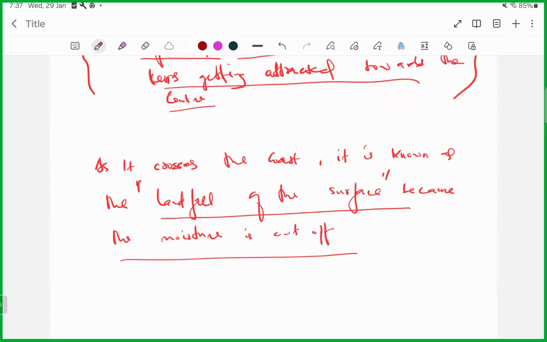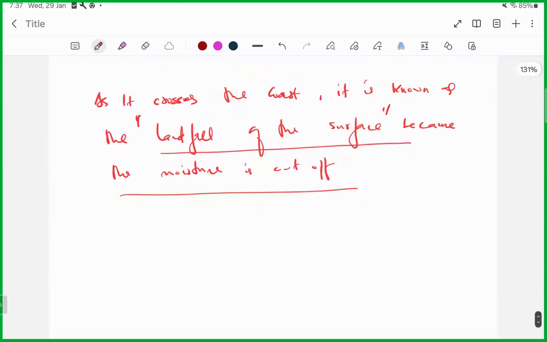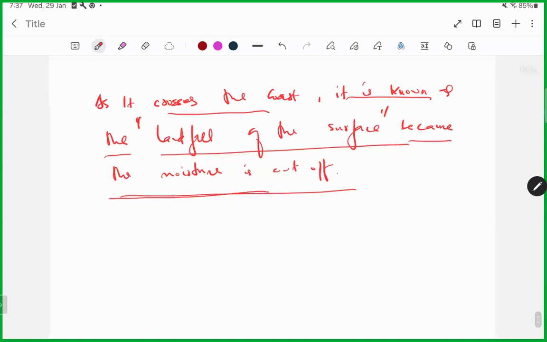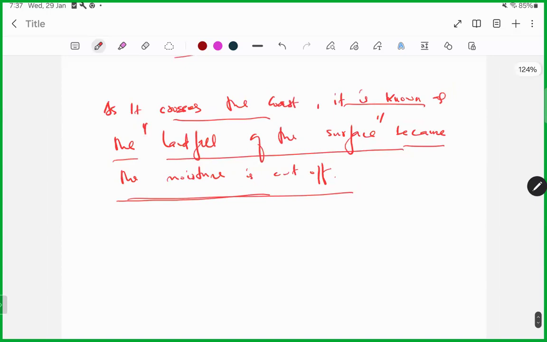Okay, so for 2 marks, when a tropical cyclone crosses the coast, it is known as the landfall of the cyclone. The cyclone subsides because the moisture is cut off from the surface and lessens. Now, the average diameter will be important as well.